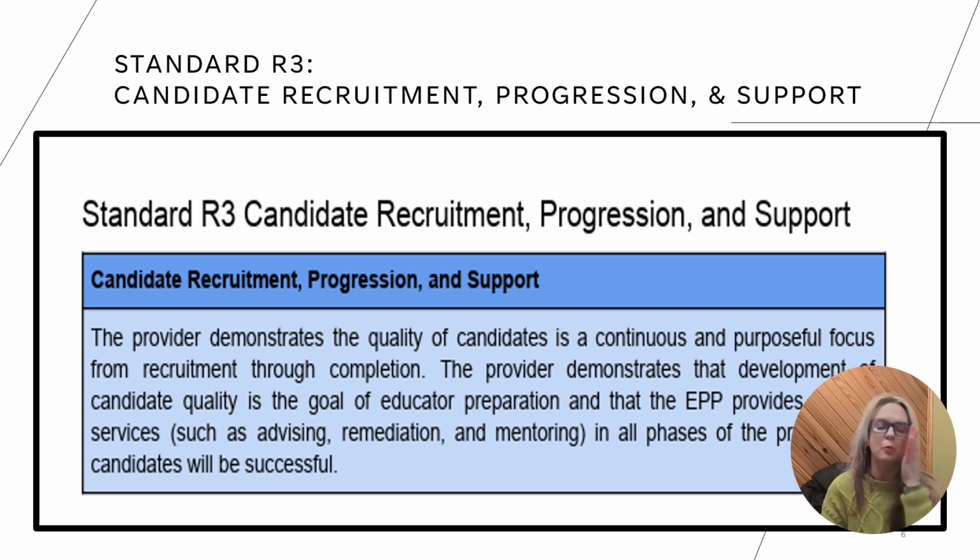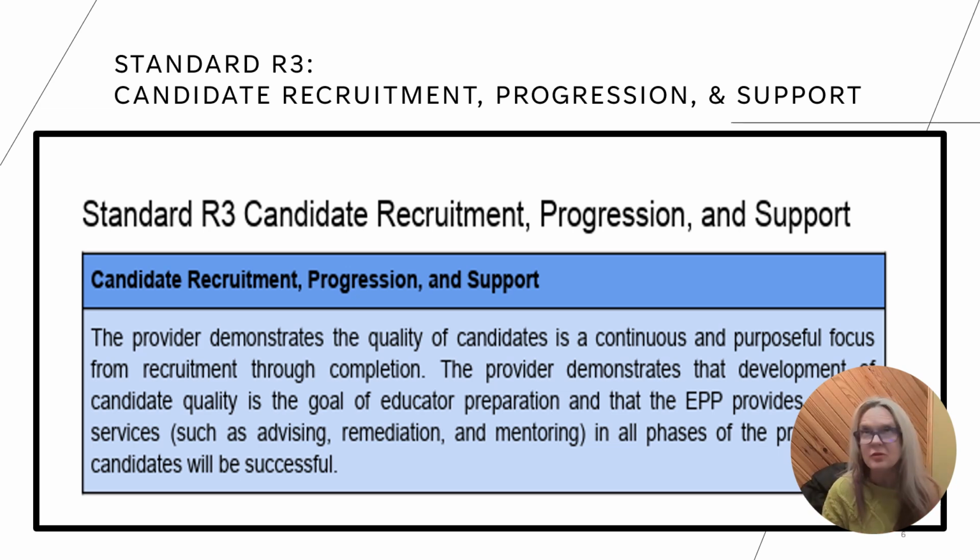Recruitment, progression, and support. So the EPP demonstrates the quality of candidates is a continuous and purposeful focus from recruitment to completion. The provider demonstrates that the development of candidate quality is the goal of educator preparation, and the EPP provides relevant services such as advising, remediation, and mentoring in all phases to help the candidate be successful. Okay? So that is the general gist of Standard 3.